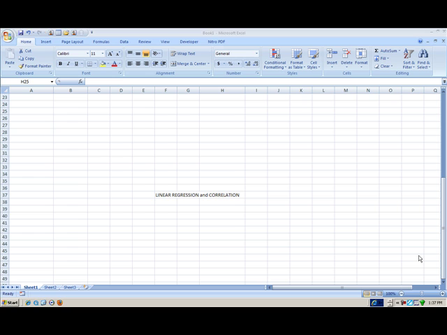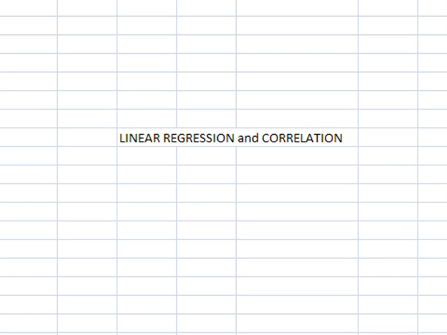In the last module, we looked at simple forecasting. We're going to continue by looking at a related topic, which is called linear regression and correlation. Linear regression is a method of finding the equation, in this case a linear equation, that comes closest to fitting a collection of data points.